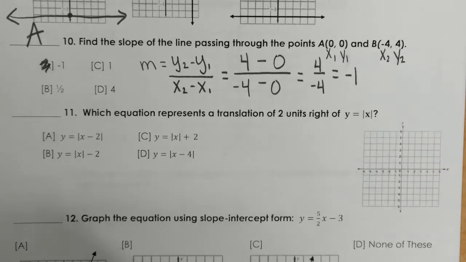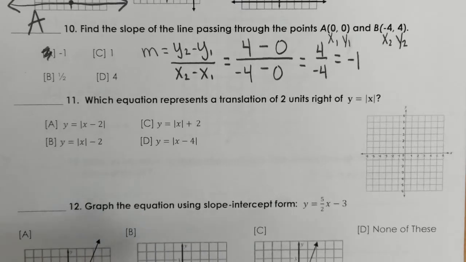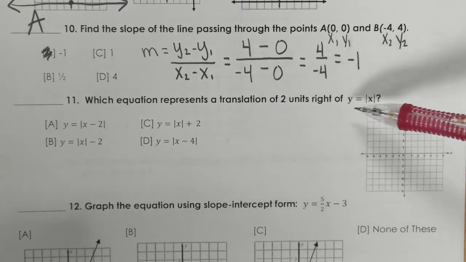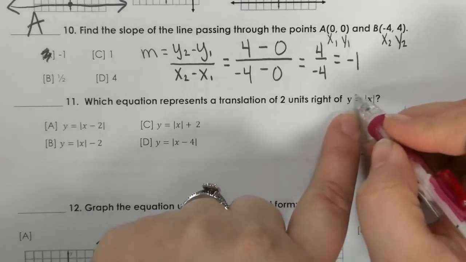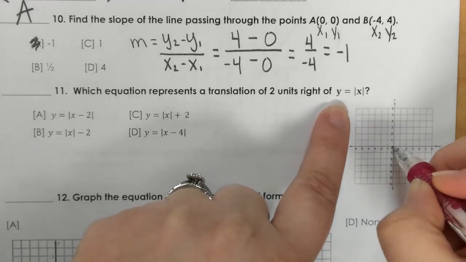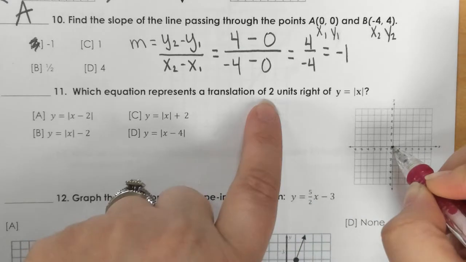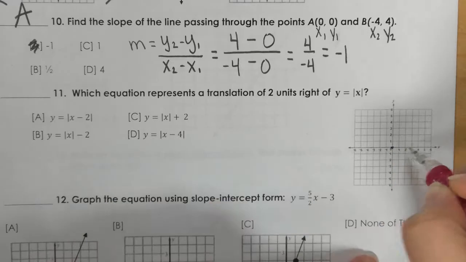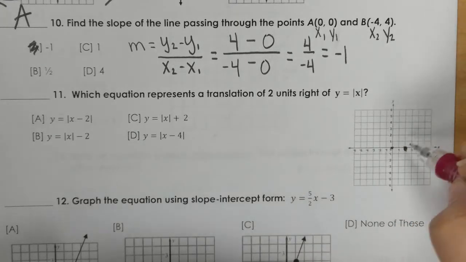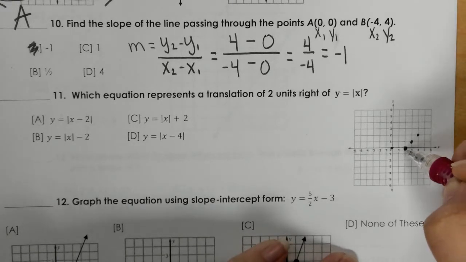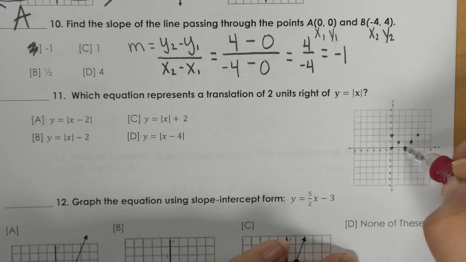In number 11, I went ahead and just gave you a graph to help you understand what this would look like on a graph. So in number 11, which equation represents a translation of 2 units to the right of this equation? Well, since there's no numbers in this equation, this means that you begin at 0. Okay? So now if I take from here and I go 2 to the right, I land on +2. Now to make the V shape, you're just going to go up 1, right 1 a couple times, and then up 1, left 1 a couple times.